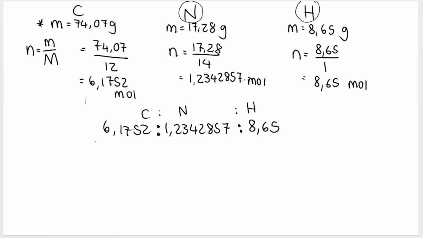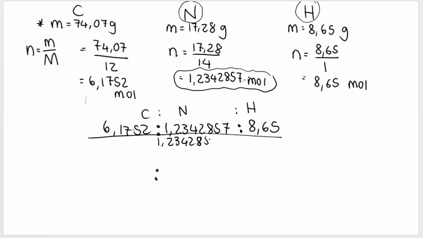Remember, we're looking for the simplest whole number ratio. So the best way to find that would be to divide each of these by the smallest. That is the rule. In this case, this is the smallest one. Unfortunately, it happens to be the longest one. We're going to divide all three of these by the same number, 1.2342857.